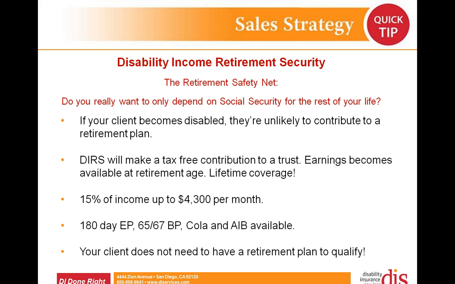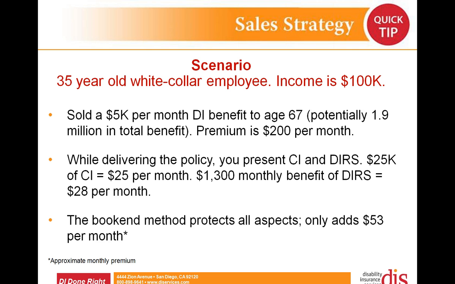So in order to qualify, you don't have to be participating in something already on your own. Both critical illness and the DIRS are a great way to add an additional benefit to the DI. If the client's already maxed out for their disability coverage and they still feel that they need more protection, definitely use this approach with the critical illness on the front end and the DIRS retirement on the back end.